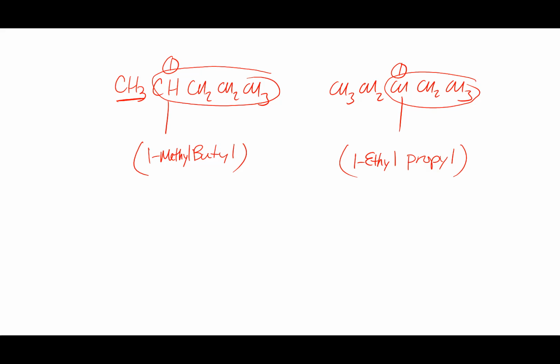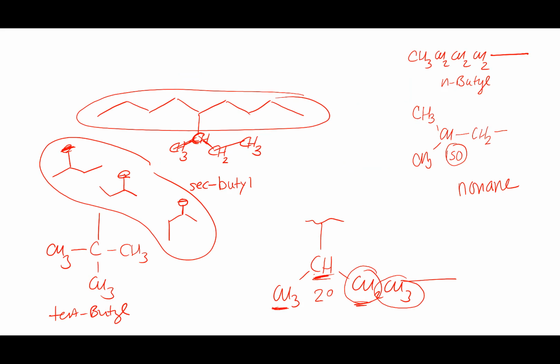So what was the full name for that example we were doing earlier? This one? Yeah. So this one, it doesn't matter whether I number from left to right, but I'm usually going to number from the end closest to the first substituent. I drew this dead in the middle. So this would be 5-sec-butyl nonane would be its name. 5-sec-butyl nonane.